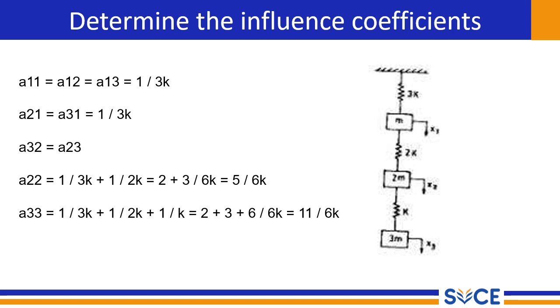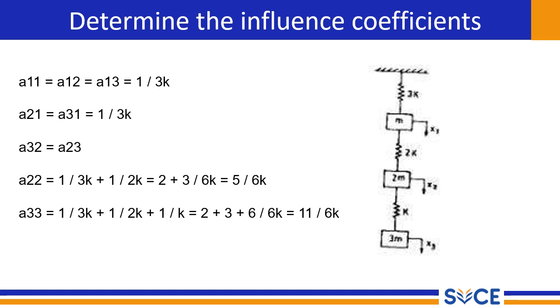Since the first mass is directly connected only to the spring with stiffness 3K at the top, you have to see that it is at the top. Any force applied to any of the masses below it will cause the entire system above that point to move as a rigid body. Therefore, a unit force at any of the masses will result in the top spring with stiffness 3K extending by 1 by 3K, causing the first mass to deflect by the same amount.